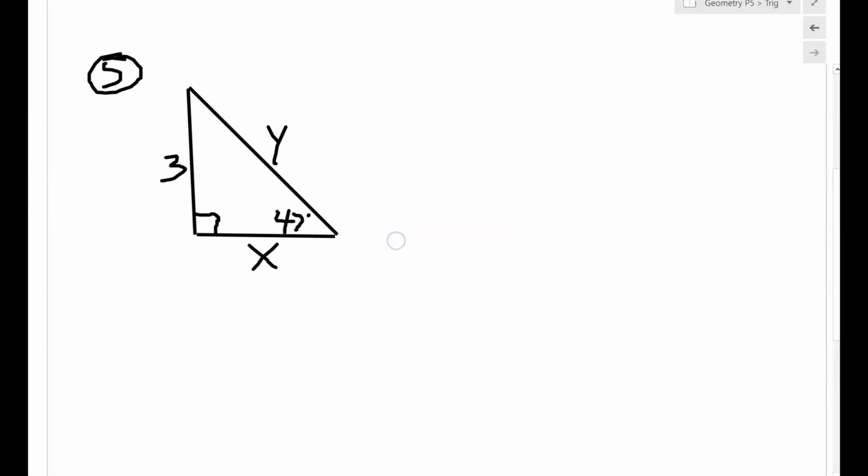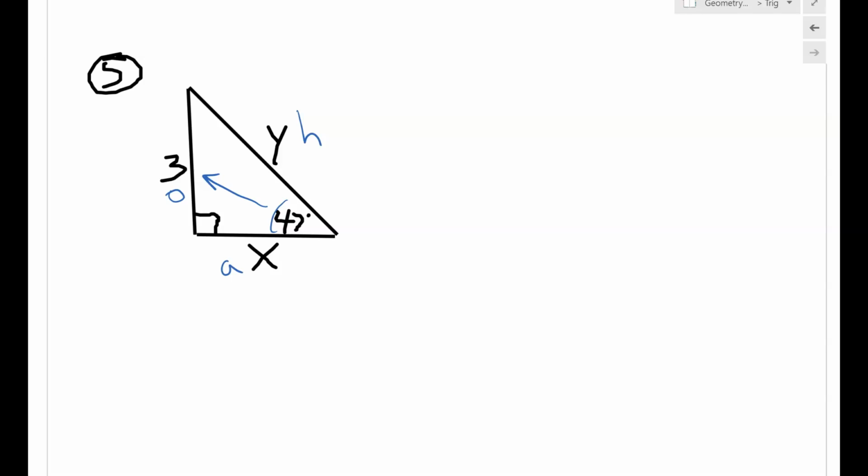Now, this one here, what's happening? I have an x and a y. Oh, no. What that means is I want you to solve both. We're going to do 2 problems. So let's do this here first. Here's my reference. That means this is my opposite, this is hypotenuse, and this is adjacent. We can't solve for everything at once, so we're going to solve for x first.